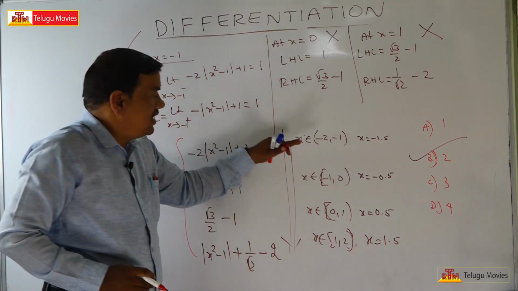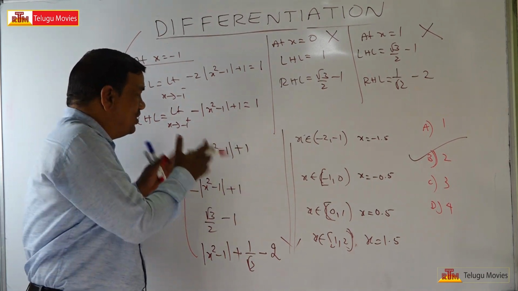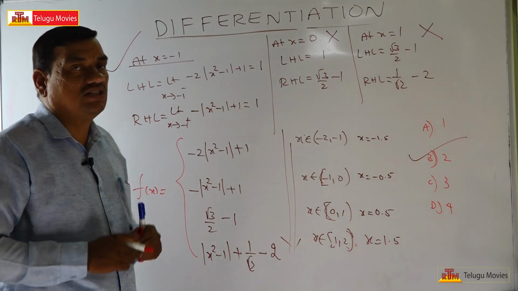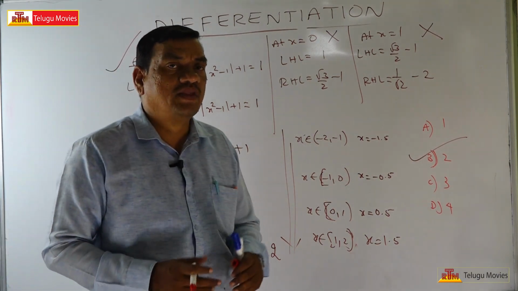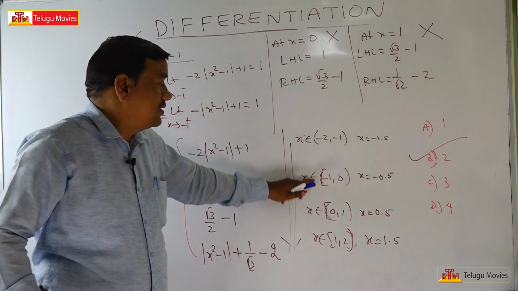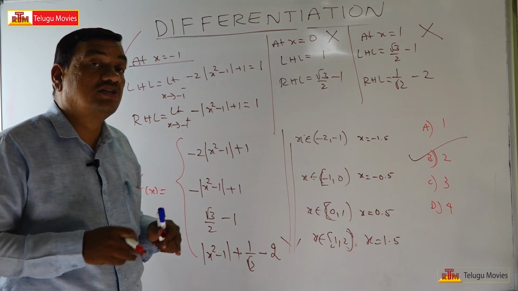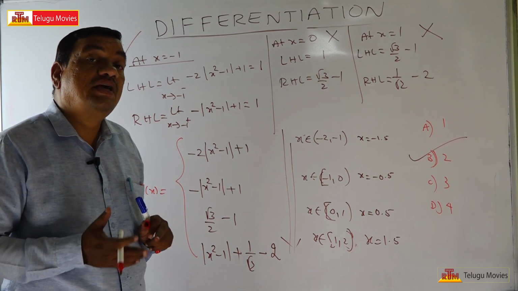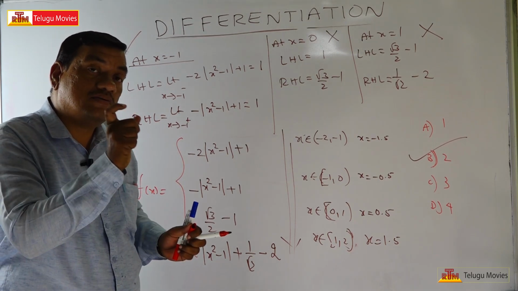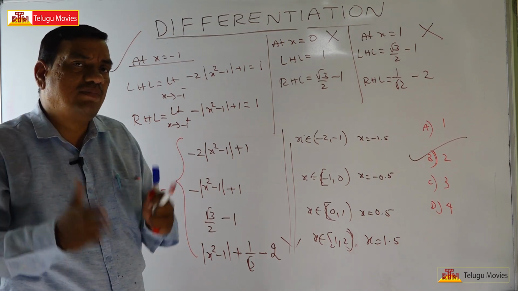So that means dividing, making the function into piecewise. Whenever modulus is given or step function is given or sigma function is given, try to divide that function into small intervals. Why? Because their behavior will change. Modulus function, step function, their behavior will change in every interval. So minus 1 to 1, 1 to 2, 2 to 3, like that their behavior will change.